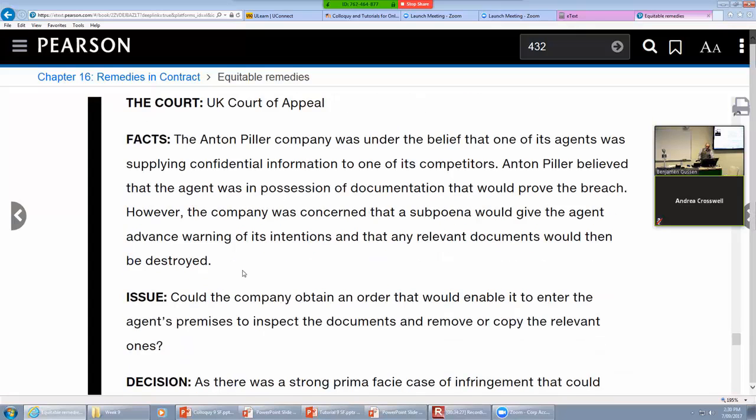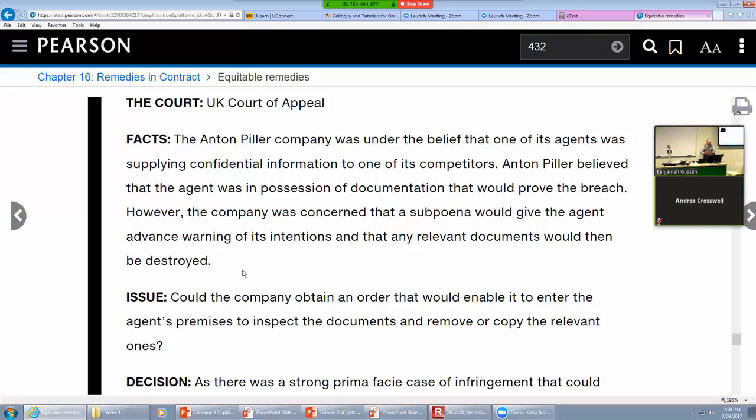Anton Piller. Thank you for that update. So Anton Piller Company was under the belief that one of its agents was supplying confidential information to one of its competitors. So it looks already like something you have seen maybe in one of your scenarios on the assignment. Have you talked about injunctions there? Anton Piller believed that the agent was in possession of documentation that would prove the breach. So they think they have some evidence in their possession, but they're not sure. So how do you know?